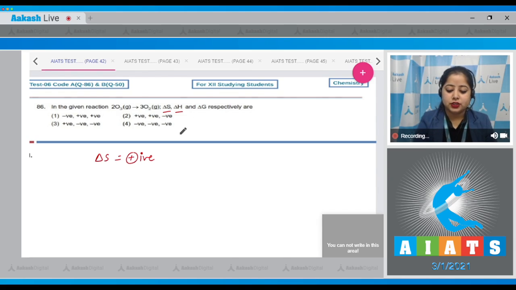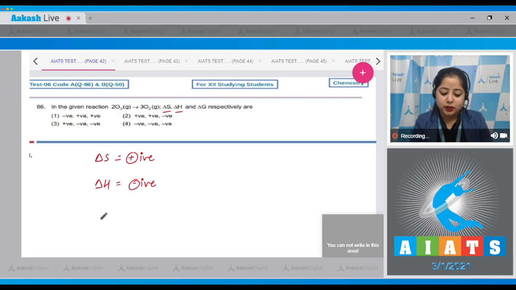Moving to next, delta G. Student, as O3 is an unstable molecule and it is changing to a stable molecule, that means the energy will be released out. As a result, we can say, student, it is very clear that O3 is an unstable molecule as compared to O2. As a result, the conversion of O3 to O2 will be an exothermic process as heat is released to attain stability. Or we can say that the value of delta H will be negative. Also, this is a spontaneous reaction. As a result, we can say that delta G will be negative.